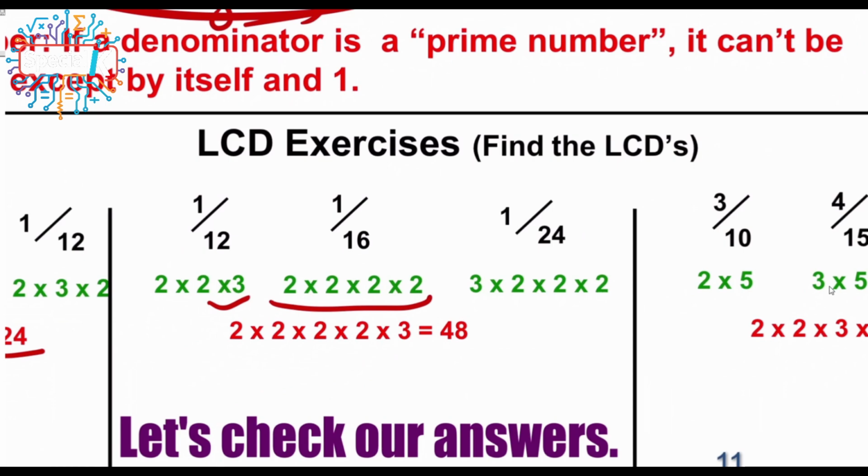So 1 over 12, 1 over 16, 1 over 24. How can I have it? 12 is 4 times 3. Can I divide it down into smaller numbers? Yes, you can. 2 times 2 times 3. 16 is 2 by itself 4 times. 24 is 3 times 2, which is multiplied by itself 8 times.